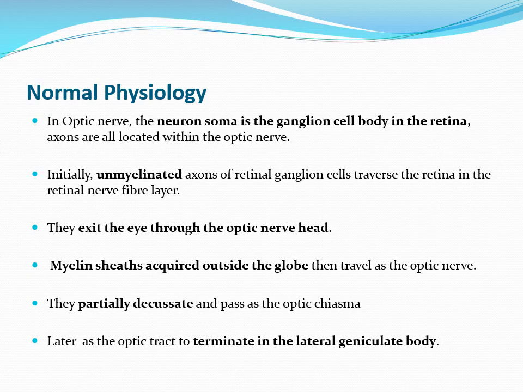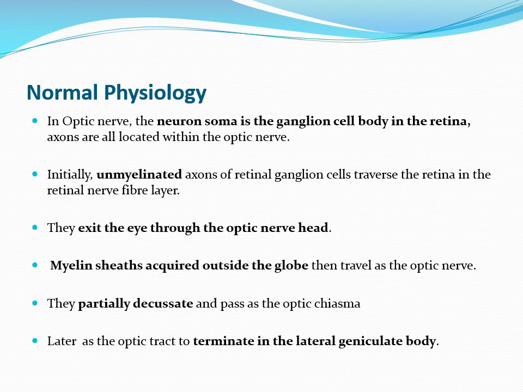In the optic nerve, the neuron soma is the ganglion cell body in the retina. Axons are all located within the optic nerve. So the optic nerve is nothing but the axons of the ganglion cell layer. The ganglion cells are the neuron soma, and their axons constitute the optic nerve. The optic nerve is nothing but a fiber optic cable which transmits the axons of the ganglion cells.